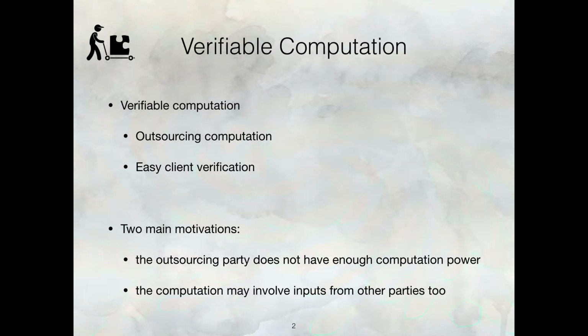to a third party. And the second one can be the fact that the computation may involve inputs from other parties too. So no one would be willing to give their own input to the other party just to do the computation. So while these are the two main motivations behind verifiable computation, we will be focusing on the second one, where the computation involves private and sensitive inputs from several parties, in our work that's called Absentia.